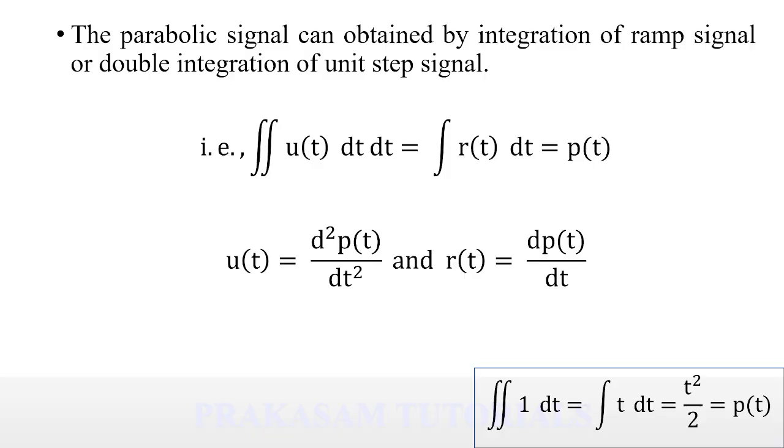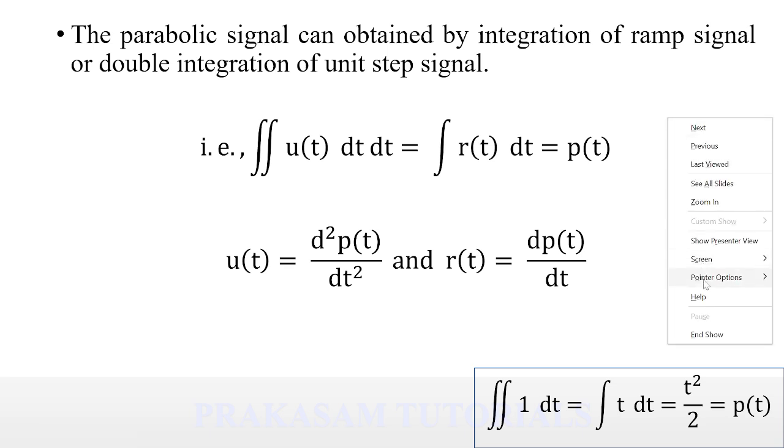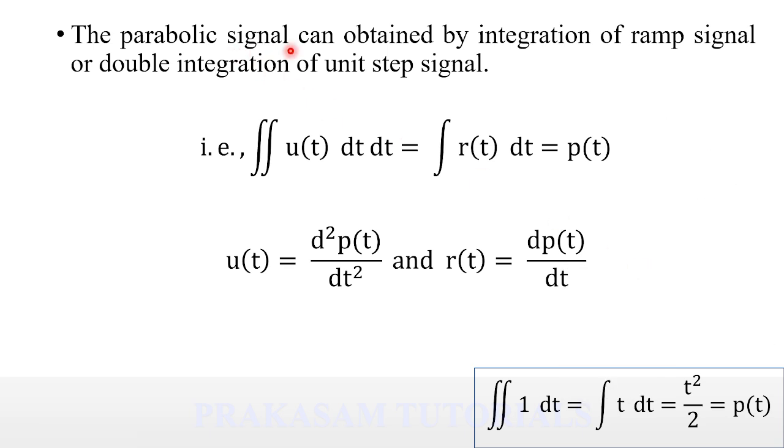Next, the relation between unit parabolic signal, unit ramp signal, and the relation between unit step signal and unit parabolic signal. So the parabolic signal can be determined by the integration of the ramp signal, and unit parabolic signal can be determined by double integration of the unit step signal. So the relation between ramp signal and unit step signal: the ramp signal is the integral of the step signal.